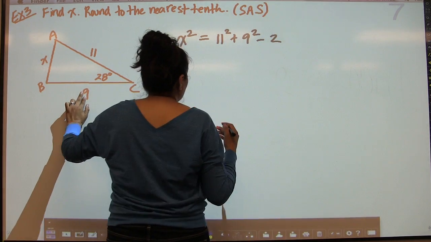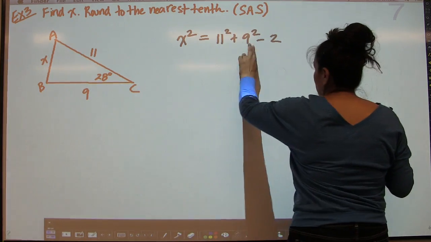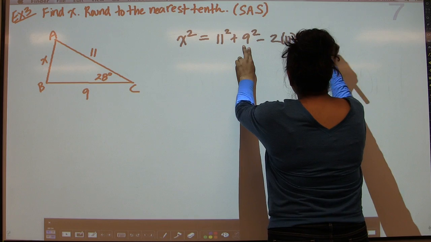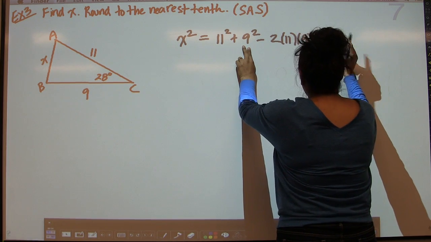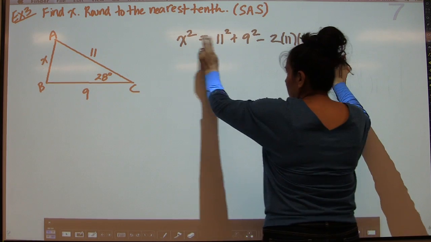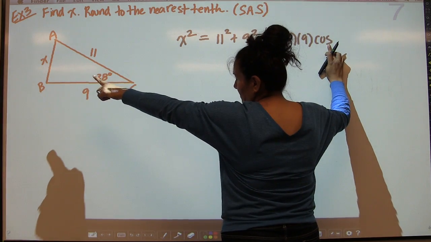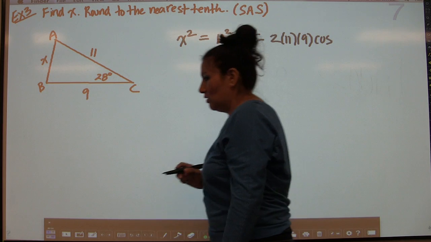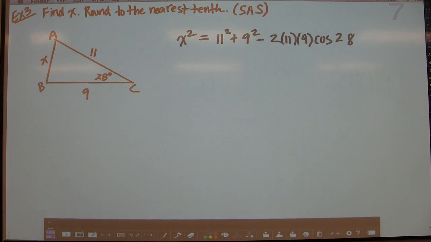There's always a minus 2. And then you use the same numbers that you used here. So times 11 times 9. And then it's going to be cosine of the angle that was opposite x. And the angle opposite x is 28. And if my pen will come back, we will finish this little guy up. There it goes. And now it's just a matter of doing the math.